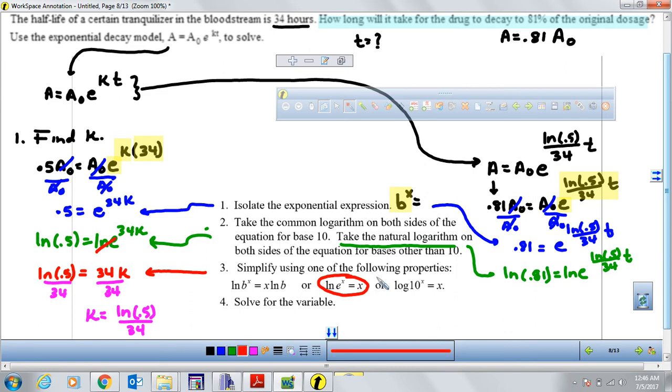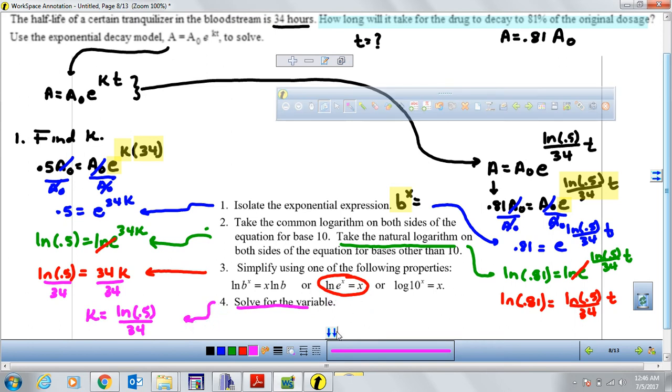Step 3. The ln of E disappears from the equation. So this is going to be ln of 0.81 equals ln of 0.5 divided by 34 times T. And all we need to do now is solve for T. That would be the last step in the process.